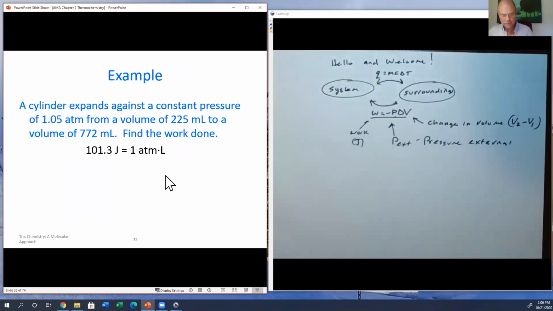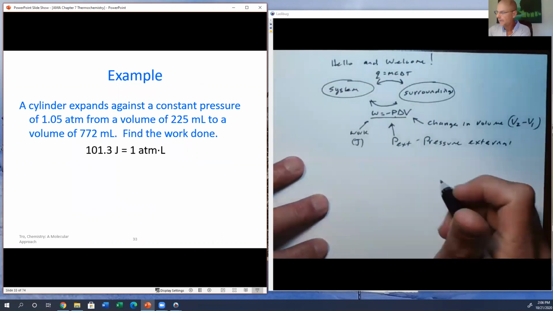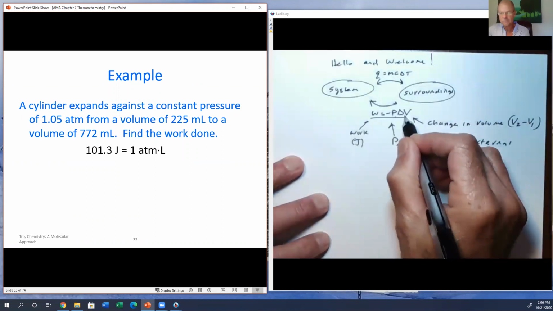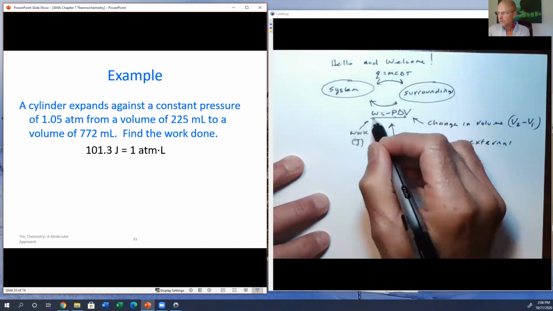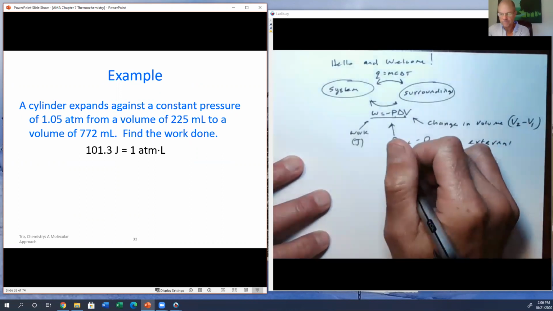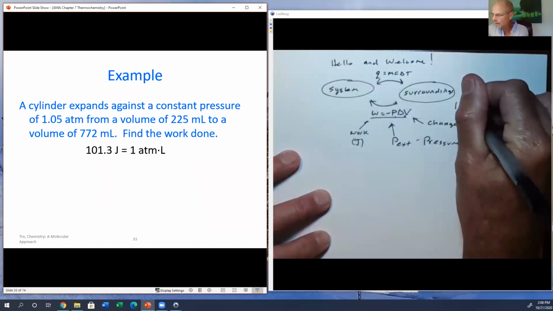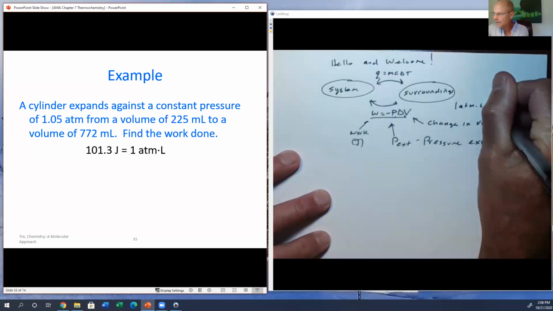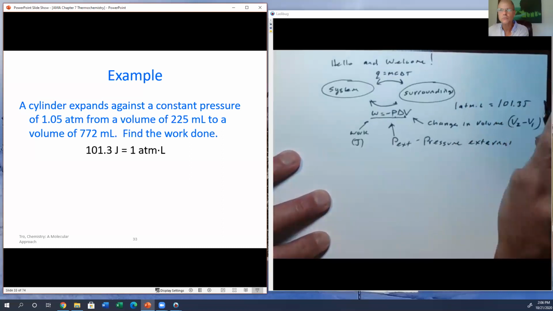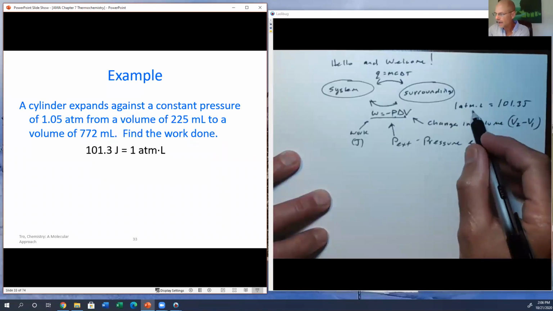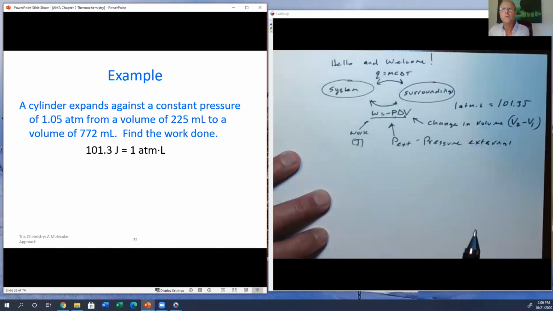All right, let's do an example just so we can understand the units here. The units here are going to be atmosphere liters, and of course energy is joules, but you can convert between them. So in order to use this equation, we also have to use the relationship 1 atmosphere liter is equal to 101.3 joules. So you can just use that as a conversion factor.